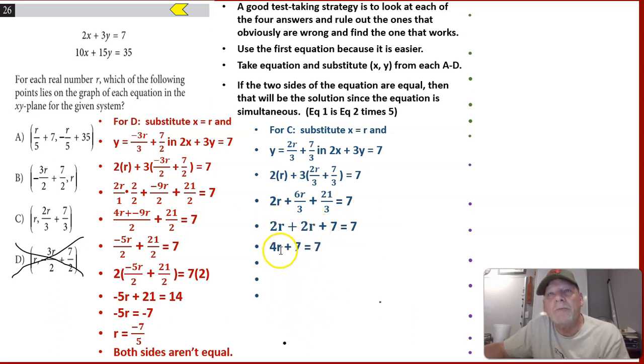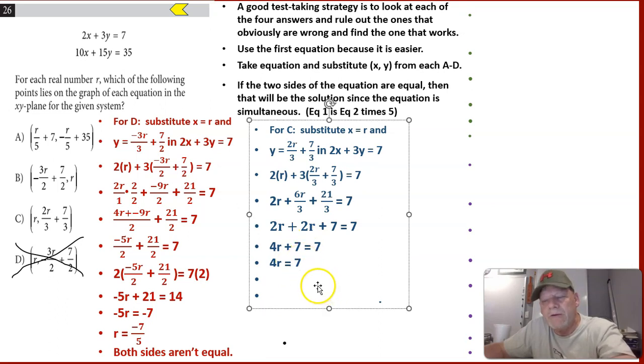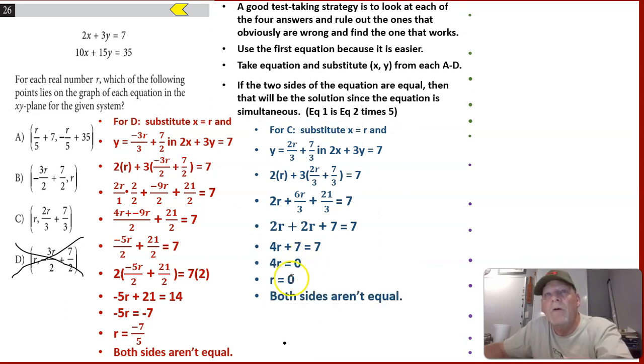So I've got my 2r plus my 2r, which is 4r, plus 7 equals 0. I subtract the 7 from both sides. And when I do, that's a typo there, I get 4r equals 0. And guess what? Since r equals a number and it doesn't say 0 equals 0, both sides are not equal, which means that I just ruled out C.